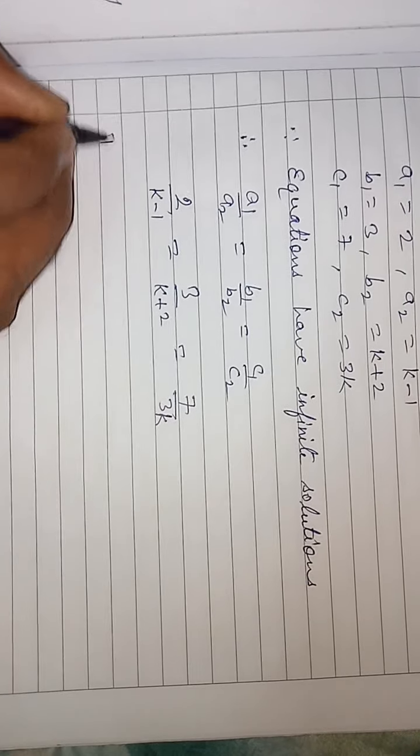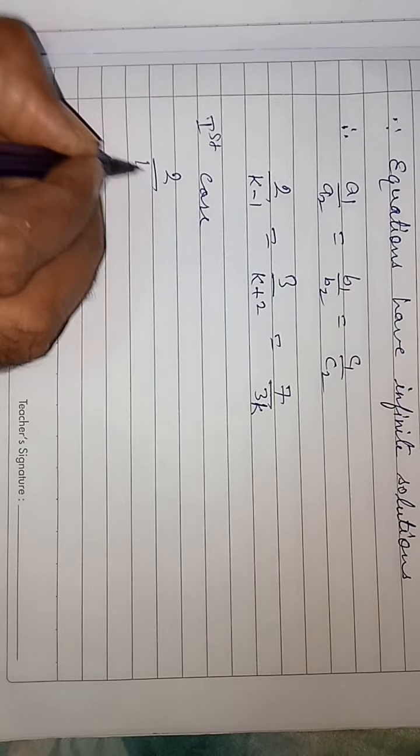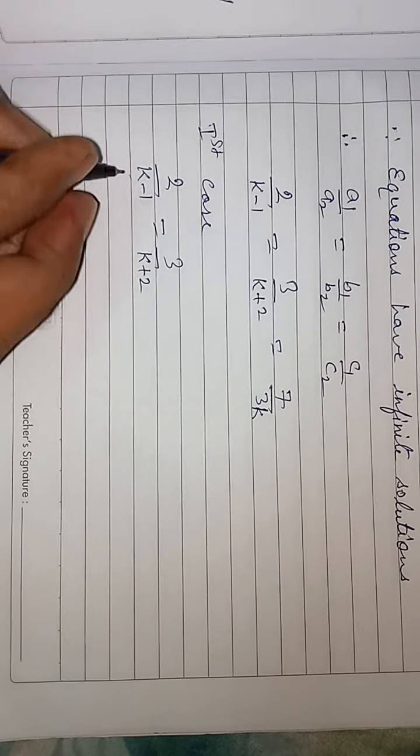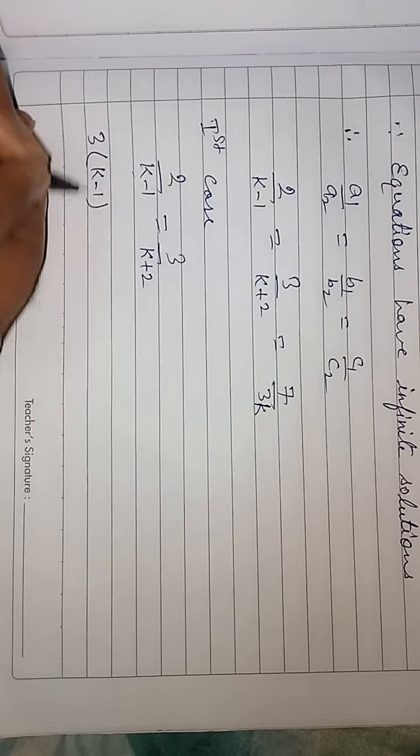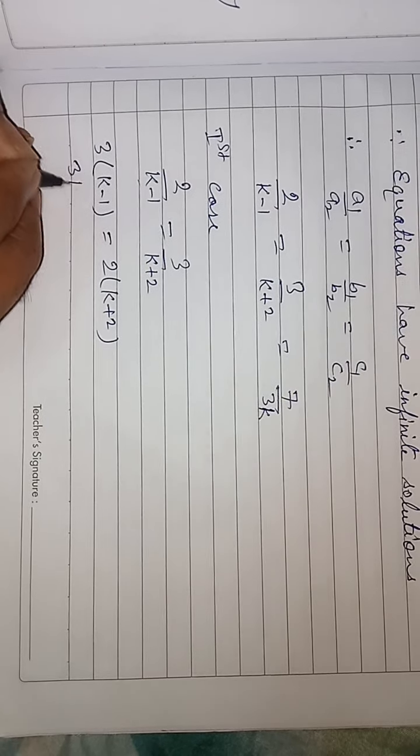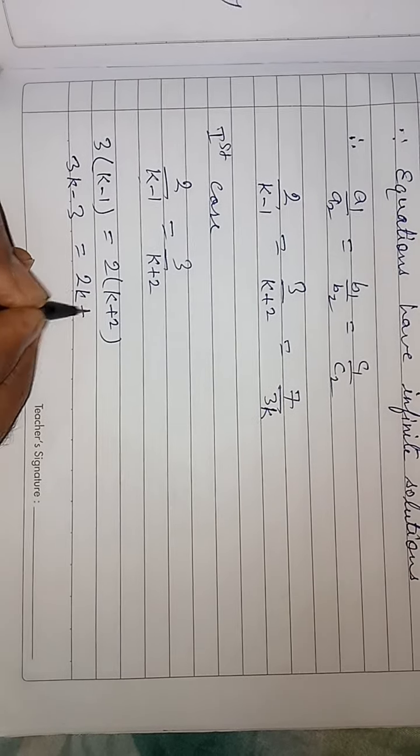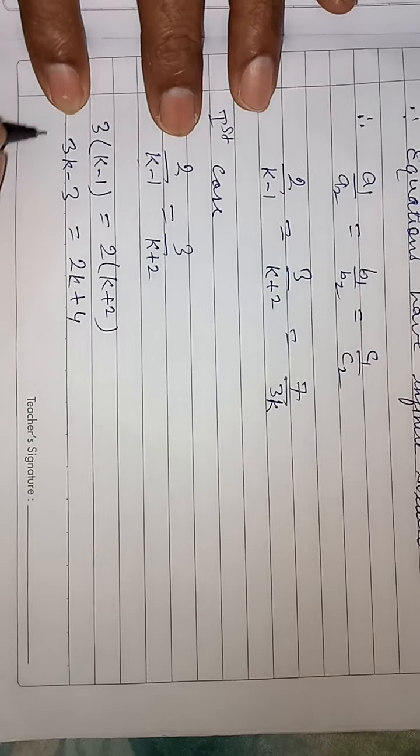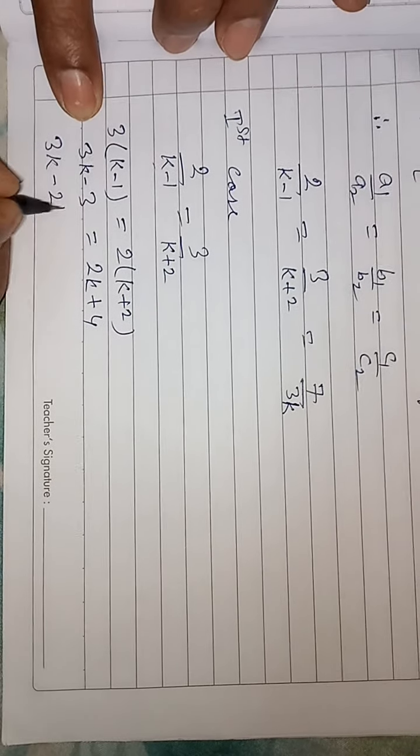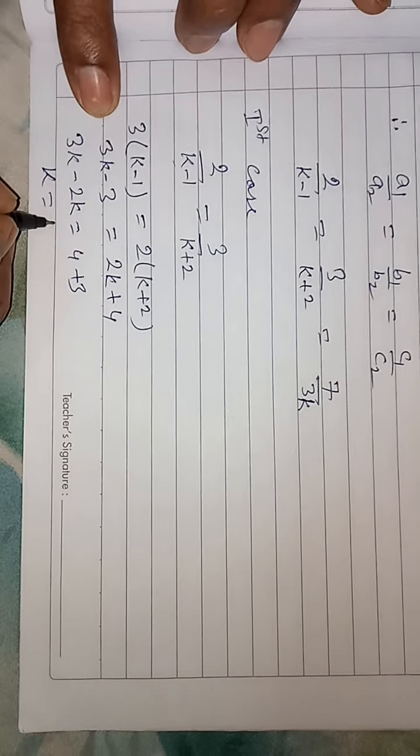First case, 2 upon k minus 1 is equal to 3 upon k plus 2. By using cross multiplication method, 3 into k minus 1 is equal to 2 into k plus 2. 3k minus 3 is equal to 2k plus 4. Transposing 2k to LHS and minus 3 to RHS, 3k minus 2k is equal to 4 plus 3. So k is equal to 7.